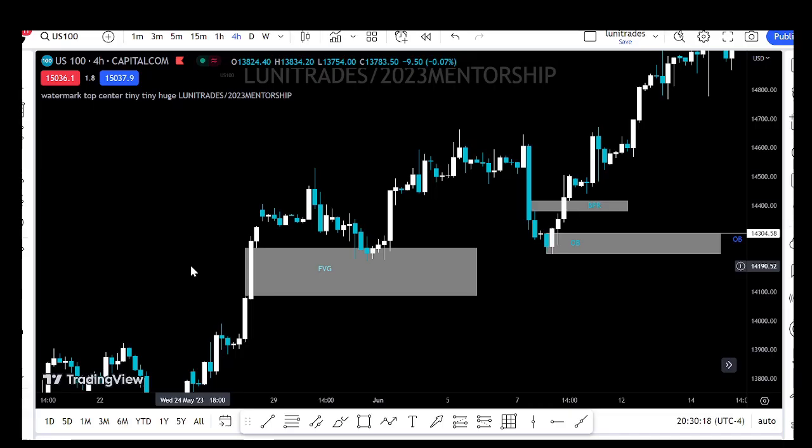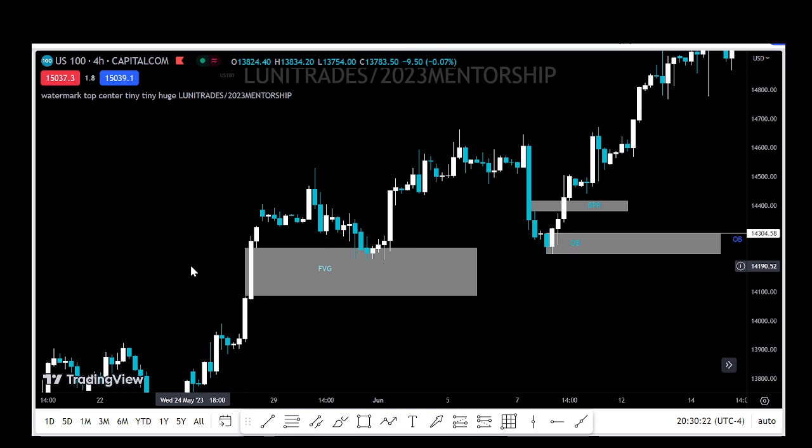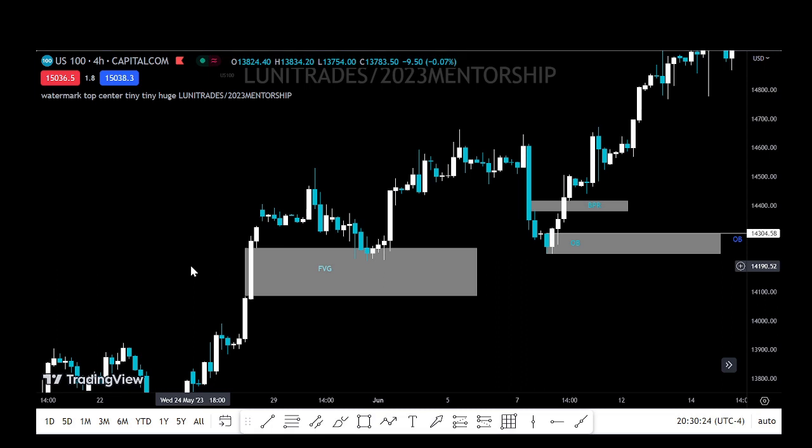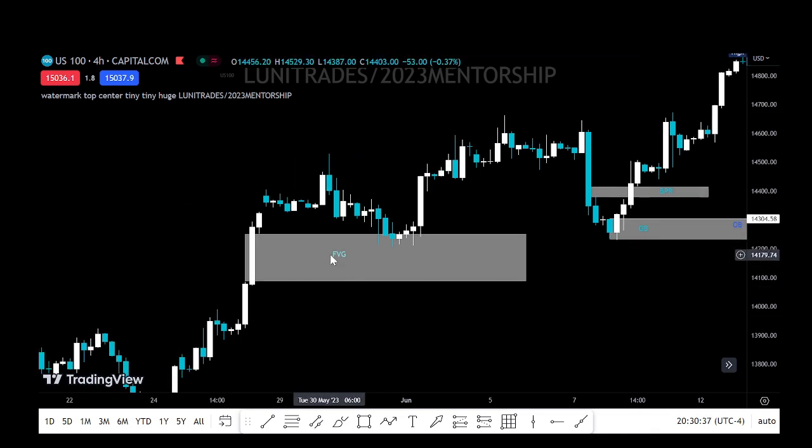Class, we'll be talking about the elements of ICT trade setup. These are the things you need to know before you can start trading ICT. You understand? Now, the first and most important thing I think you should know is what we call FVG, that is fair value gap.